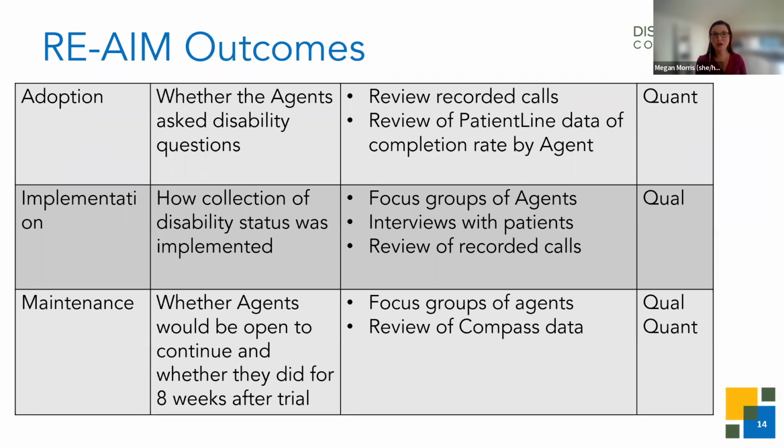For adoption, we reviewed recorded calls and reviewed the patient line data of completion rate by agent to look at whether or not the patient line agents were asking the disability questions. For our implementation outcomes, we conducted focus groups of our agents, interviews with patients, and we also again reviewed the recorded calls to understand how data collection was actually happening.